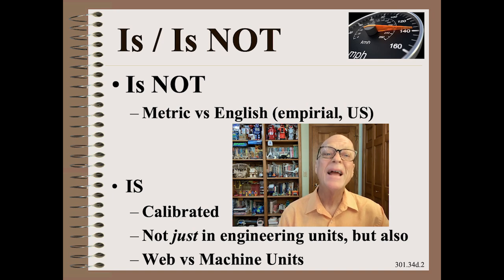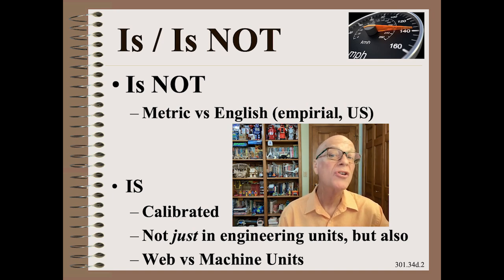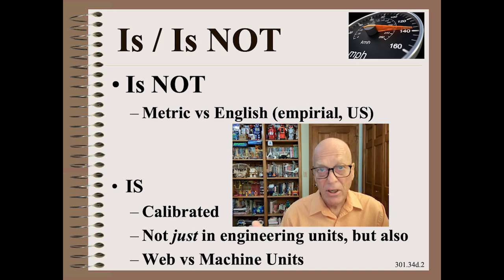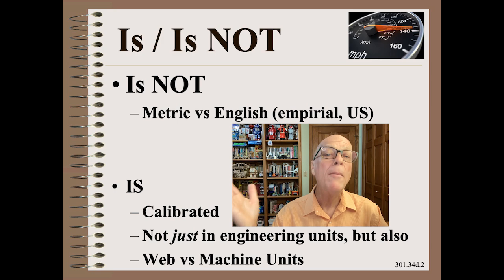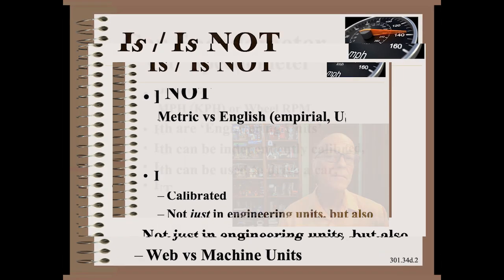First, they are calibrated and calibratable, meaning that we have an independent method of checking the displays and readouts, and that the builder shows us how to do that in the service manual. Second, the units are in engineering units. Last but not least, the units are web units rather than machine units.